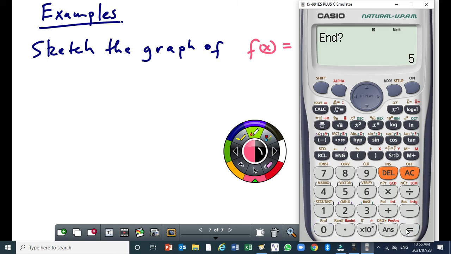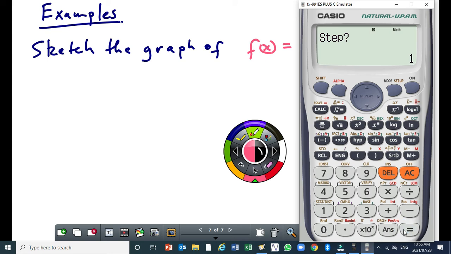Then you need to say end. End is the maximum value of the domain, which is the maximum value of x. For this graph here, because we are in grade 10, we only sketch it between 0 and 360 degrees. So my maximum here will be 360 degrees. Then you press equals again.